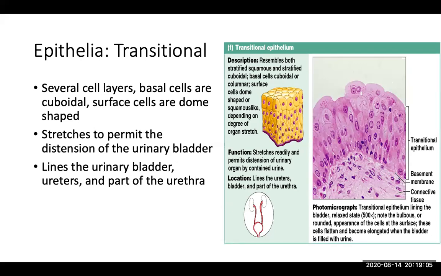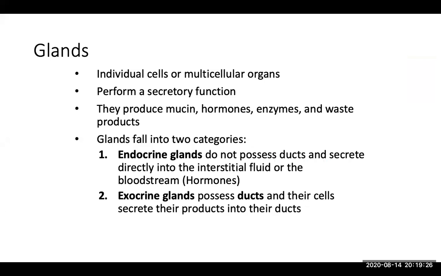Transitional epithelium kind of resembles both stratified squamous and stratified cuboidal. I think they look like balloons or marshmallows, and they can stretch to permit the distension of the urinary bladder, so they can line the urinary bladder, the ureters, and parts of the urethra. Then glands can either be endocrine or exocrine.